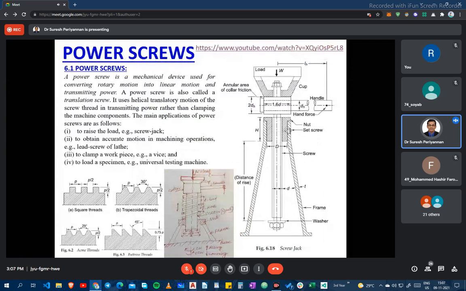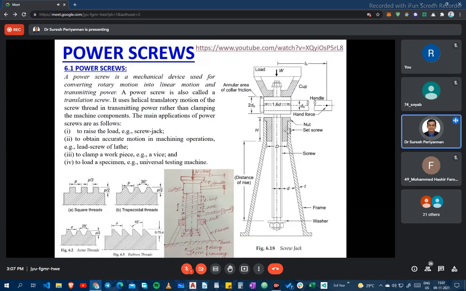Okay. Now power screws. You might have seen a screw jack in your life, right? A screw jack, for example, is a power screw. What is the principle of screw jacks? Please, someone tell how it is functioning. Any idea?